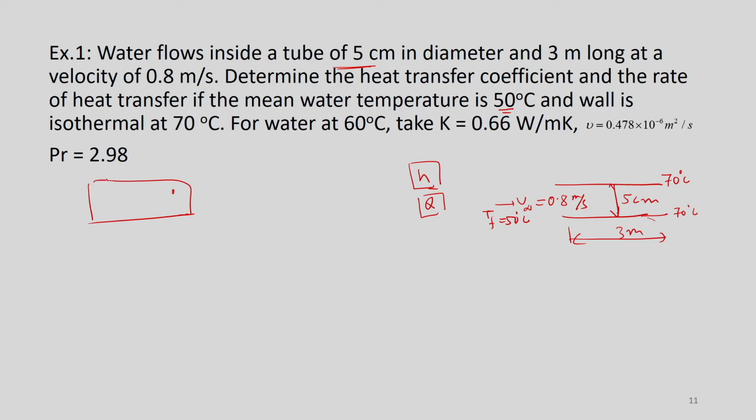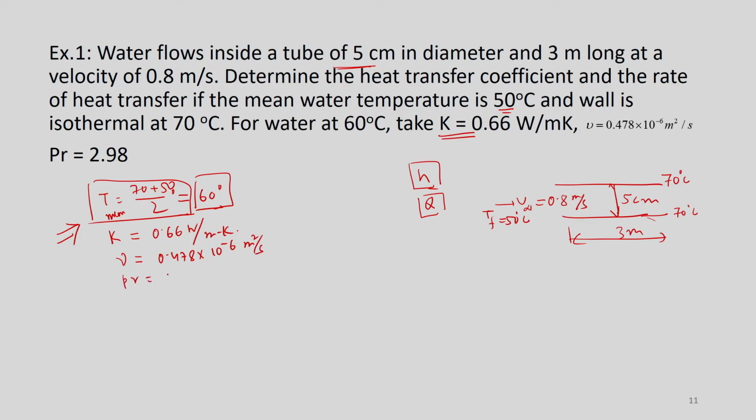T will be (70 plus 50) divided by 2, which is 60 degrees C. This is the mean temperature at which we need to calculate the properties of the fluid. So, what are the properties of the fluid here? The k value is given as 0.66 watt per meter Kelvin, and nu, the kinematic viscosity, is given as 0.478 into 10 to the power of minus 6 meter square per second, and the Prandtl number is given as 2.98.